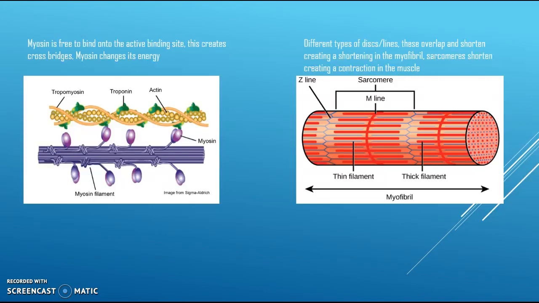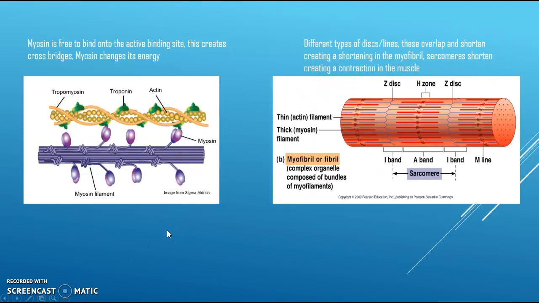This creates a new binding site for the myosin to join onto. When the myosin lets go of the actin binding site, it changes. It converts its ATP energy to ADP plus P energy. Many myosins are doing this at one time. As this happens, the sarcomere gets shorter. This then contracts the muscle, and this is why the muscle gets shorter.